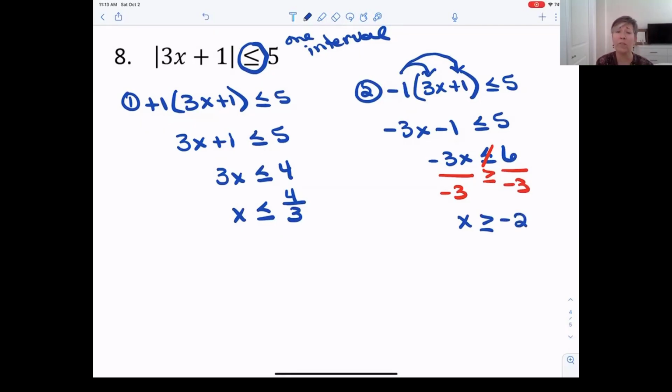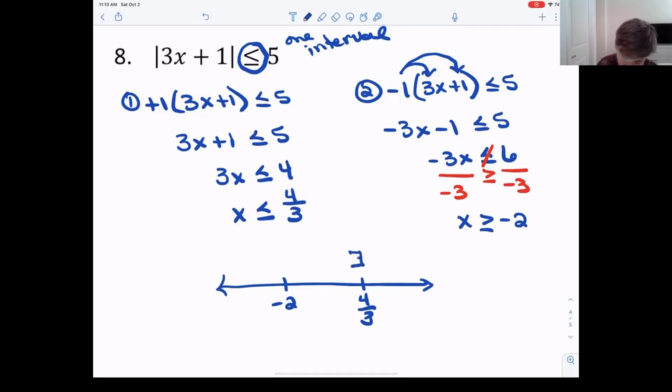Well, remember, we're looking for one interval. If we were to graph both of these on a number line, negative 2 and a positive 4/3, the x is less than the positive 4/3, and it goes all the way this way.